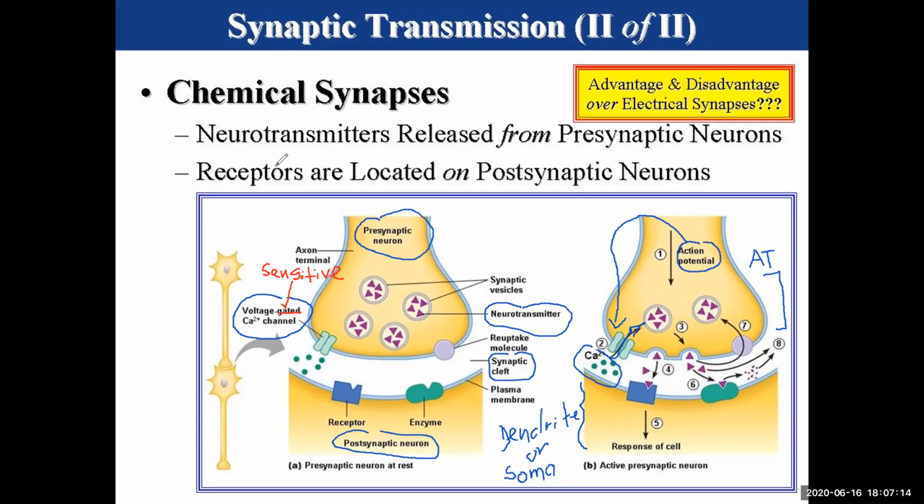So when I say receptor located on the postsynaptic neuron, I'm talking about transmembrane proteins, TMP. So transmembrane protein means the protein that is located on the cell membrane, on the plasma membrane, on the phospholipid bilayer of the postsynaptic neuron. Specifically, the dendrite or soma of that postsynaptic neuron.